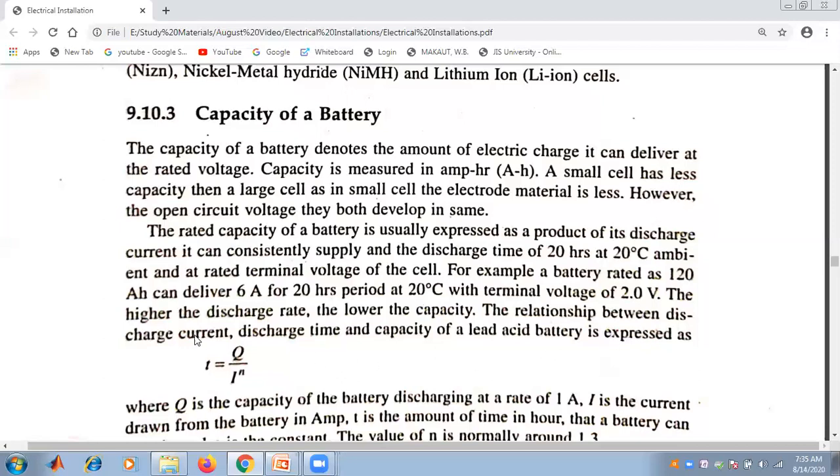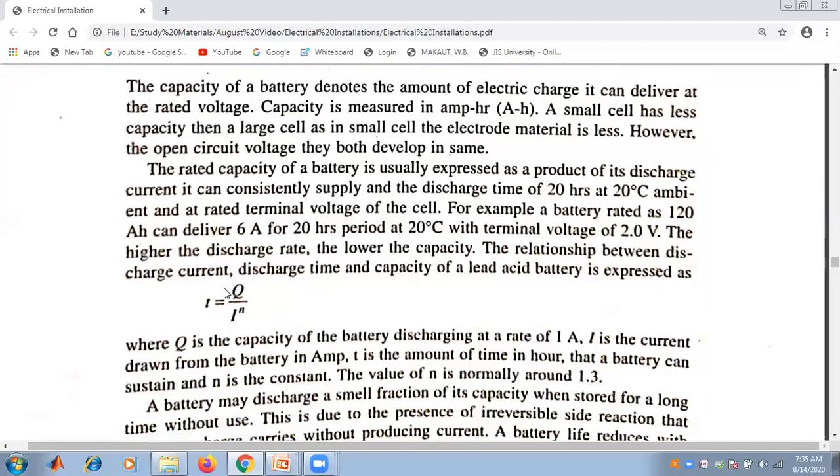The relationship between discharge current, discharge time, and the capacity of a lead acid battery is expressed by the function T equal to Q by I to the power n, where Q is the capacity of the battery discharging at a rate of 1 ampere, I is the current drawn from the battery in ampere, T is the amount of time in hours that a battery can sustain, and n is a constant. The value of n is normally 1.3.